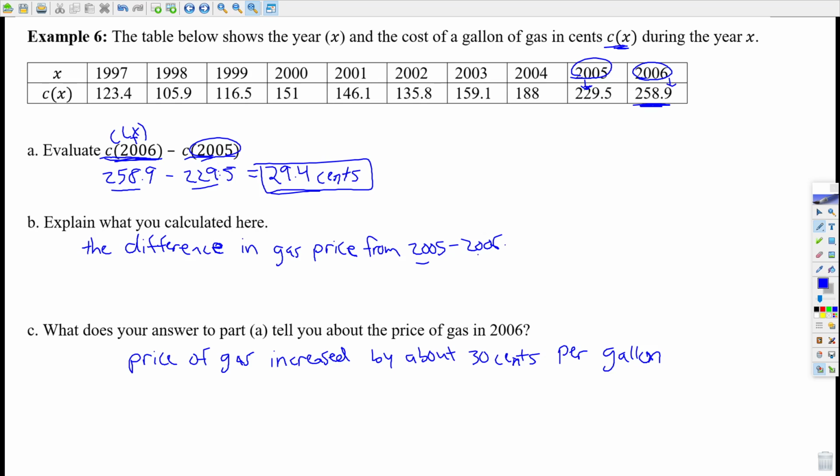Maybe I could also add, if I were going to add a year, the price of gas increased by about 30 cents per gallon from 2005 to 2006. There we go. Try to get as detailed as possible to know exactly what's going on. And this is actually something where I would want you to be detailed. So you should be able to explain, okay, we know the price of gas increased by close to 30 cents per gallon from 2005 to 2006. Use as many numbers as you possibly can and make a sentence out of it.